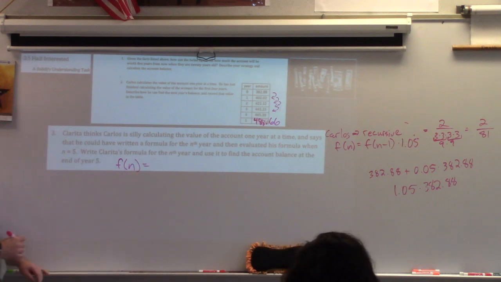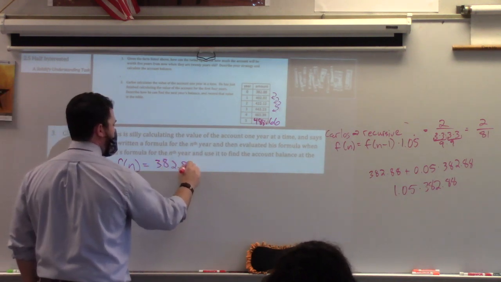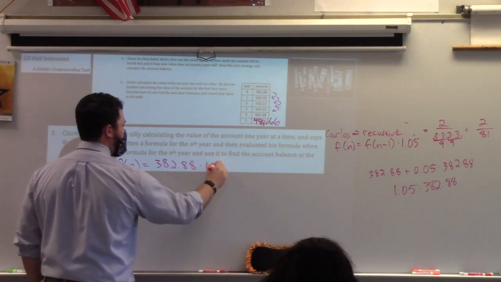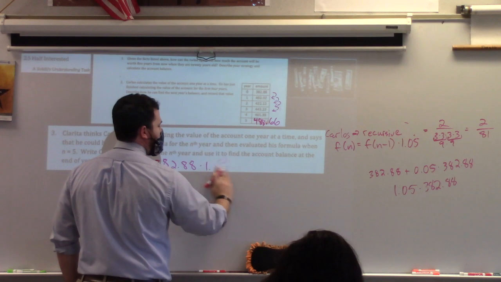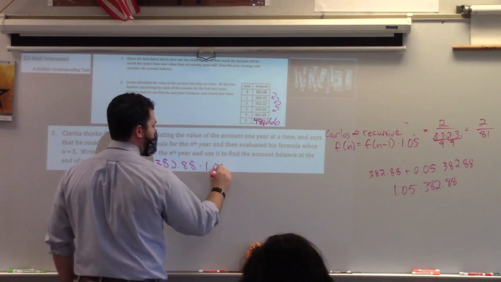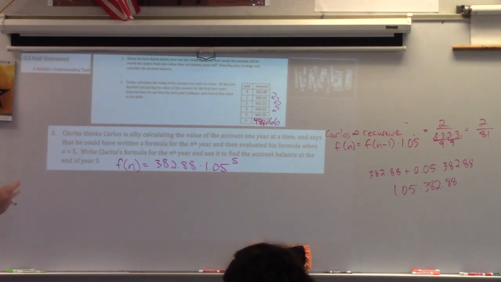How could we write this formula? F of n equals 382.88 times 1.05 to the n power. Now, let's talk about this and make sure that we understand where this is coming from, or if we even agree with all of this.